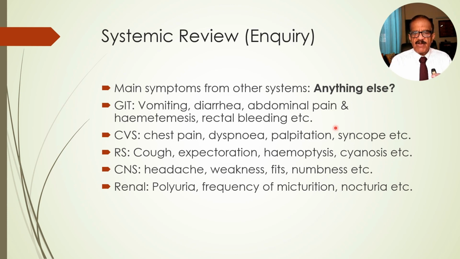Once the symptoms from the main system are covered in detail, you should pick some symptoms from every system and ask if the patient has any of those. You have to be very brief. You cannot ask about every possible symptom, but just a few symptoms from all the systems in the body, so that you are not missing anything. Basically, you should just ask the patient, anything else? He or she would come up with it if there is anything else.